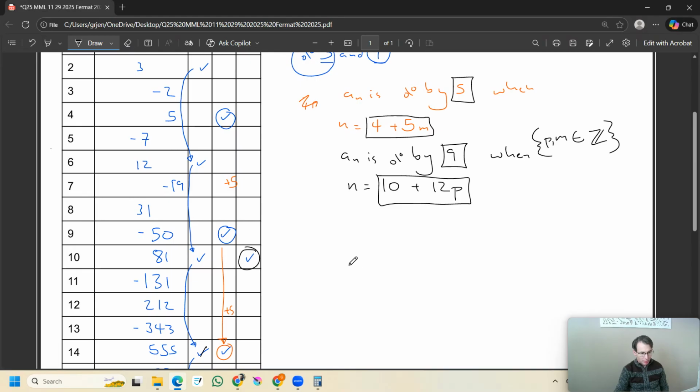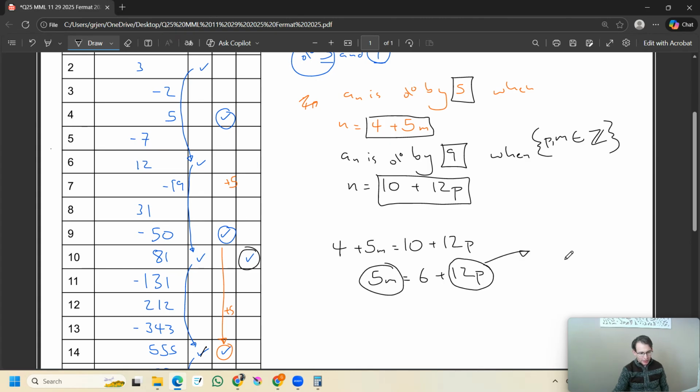Okay, so we can do that by just equating those two things. 4 plus 5m is equal to 10 plus 12p. Okay, and then let's get that to be 5m is equal to 6 plus 12p. And we don't need to factor that or anything like that. You just leave it alone. All right, now we're looking for some number that when we put it in there and there, we get an integer solution.